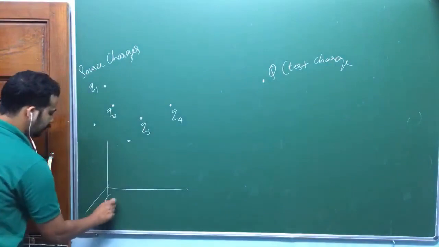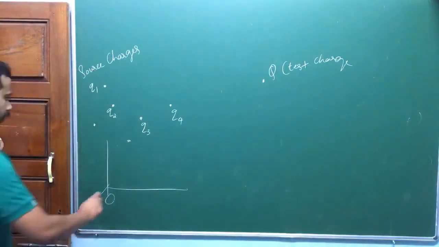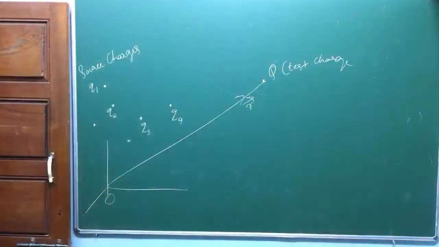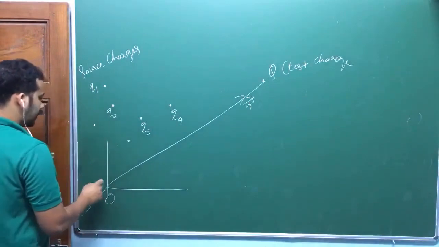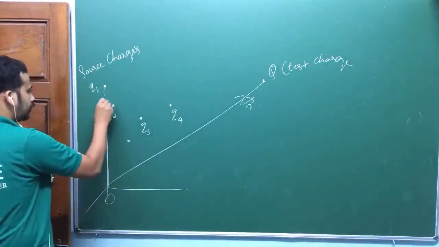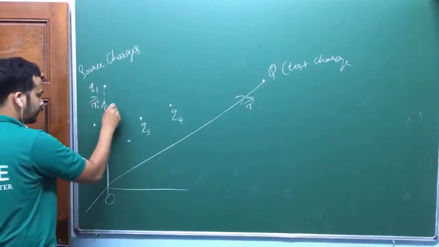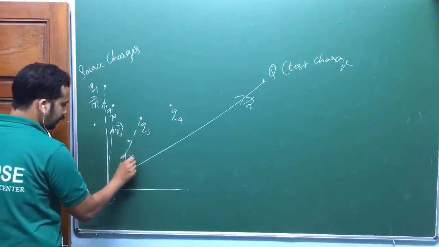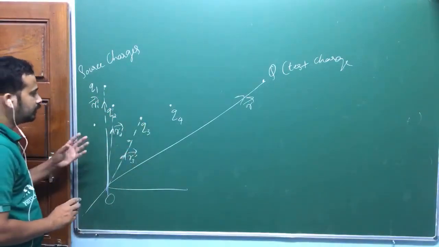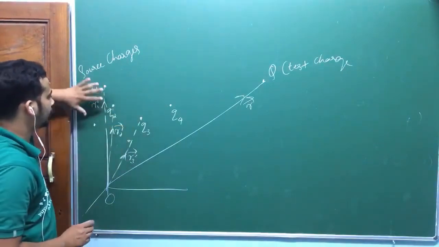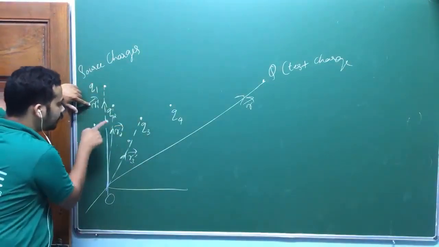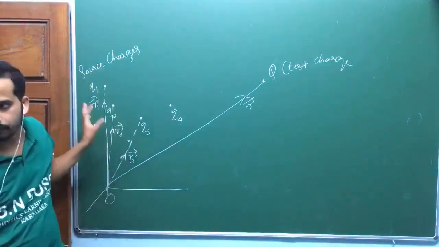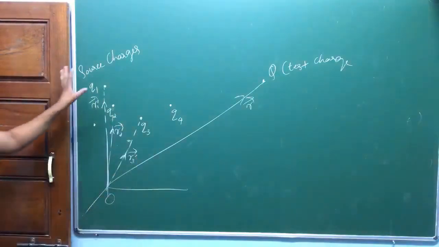Now let me take the origin somewhere here. Let me call this the location of the test charge from the origin. Now what information do I have mathematically? I call this R1 prime, as we discussed in the morning, this one R2 prime, this one R3 prime. I know the location of these source charges, R1 prime, R2 prime, R3 prime. I know how they are moving, I know their velocity. This is the information I have.